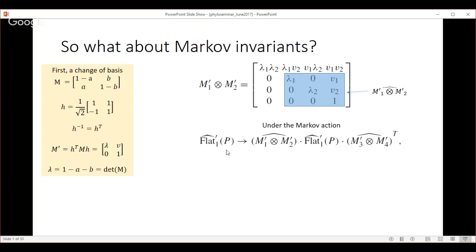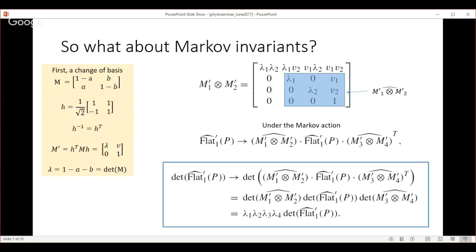And so basically what this arrow here is saying is I've got some phylogenetic tensor, I apply my Markov action, I let evolution happen a bit more on the leaves, what happens to it? And it has this same structure that we've seen before. And now if we take the determinant of everything there, then what we get is a Markov invariant. It follows from the multiplicative property of the determinant. So you can see these determinants are just sitting here nicely on this diagonal.